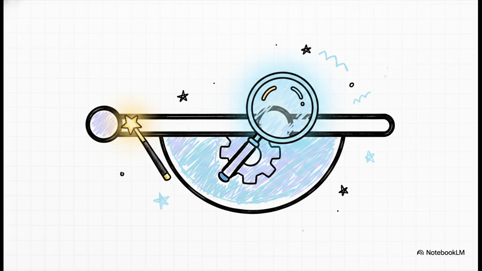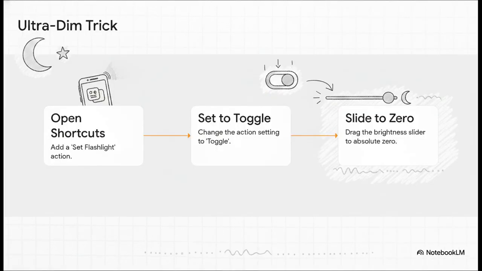Well, it turns out the lowest setting on that slider isn't actually the absolute lowest brightness your phone's hardware can handle. To get to the true minimum brightness, the ultimate dimming trick, we actually have to bypass the control center entirely by using a custom shortcut. Here is exactly how you build this ultra-dim light, which is literally perfect for not waking up your partner.